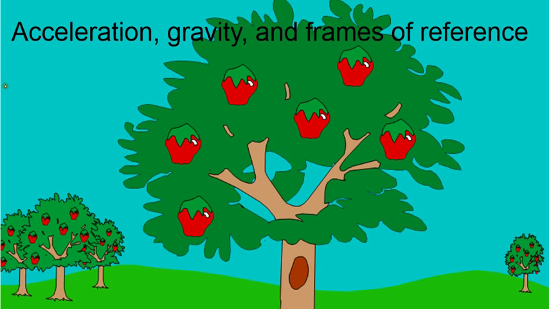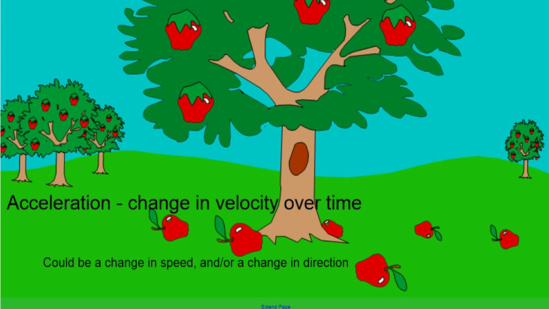Now, for acceleration, this goes back to the last presentation. Acceleration is the change in velocity over time. So delta v over delta t. So the change in velocity over time, that's the acceleration. Now, what's interesting about this is that this can be a change in speed and or a change in direction. So speed and or direction.